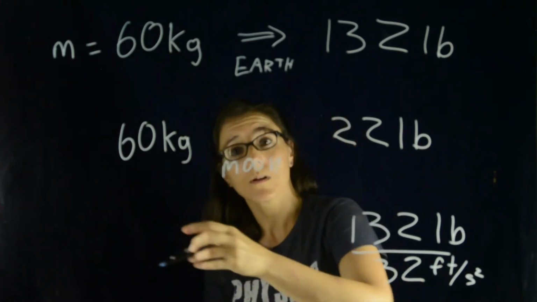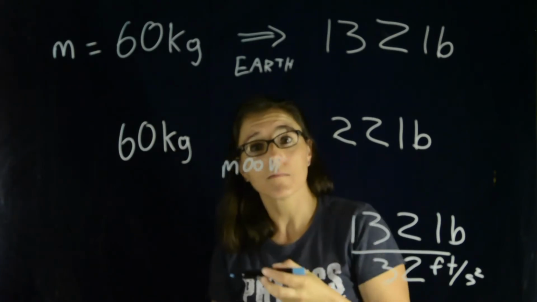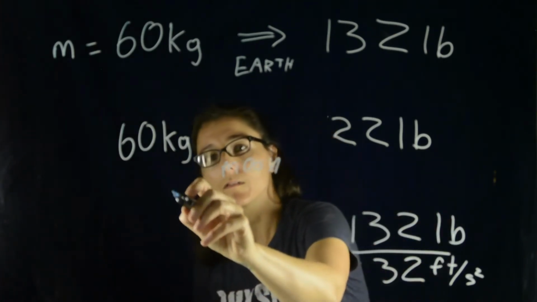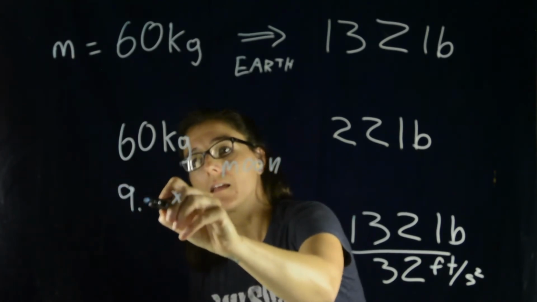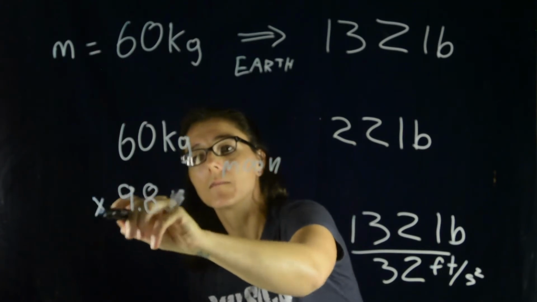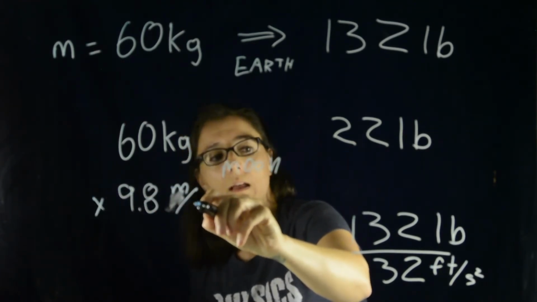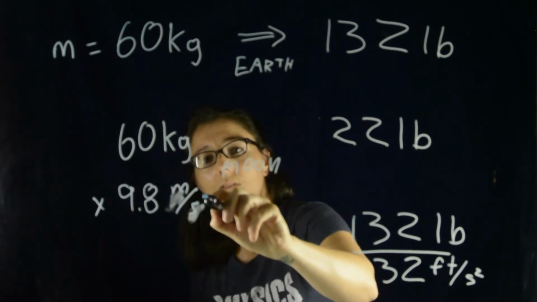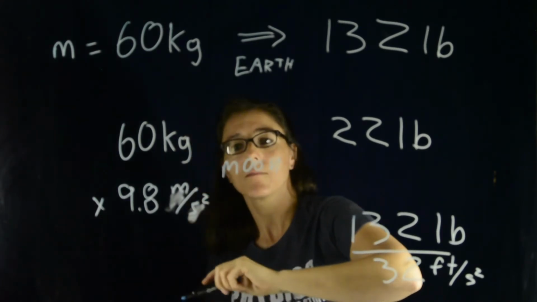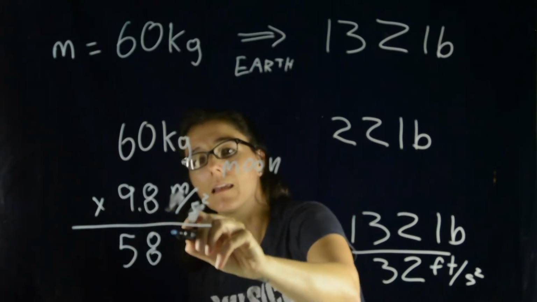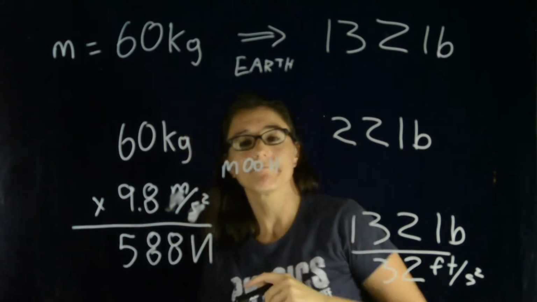On the other hand, what is a newton? A newton is your weight, your pull, but in metric units. So if we take this 60 kilograms and we multiply it by 9.8 meters per second. Oh, that S is backwards, isn't it? Yes. Sorry. Per second. That will be your weight in newtons, which is going to be 588 newtons.